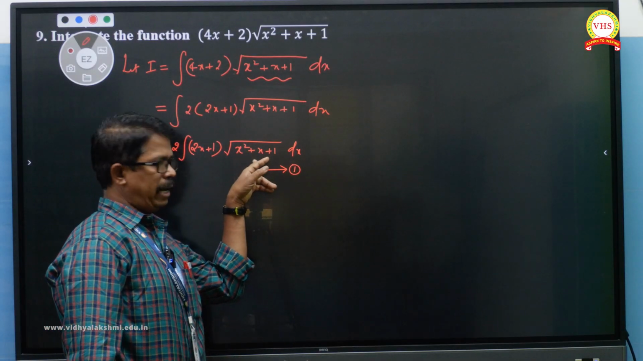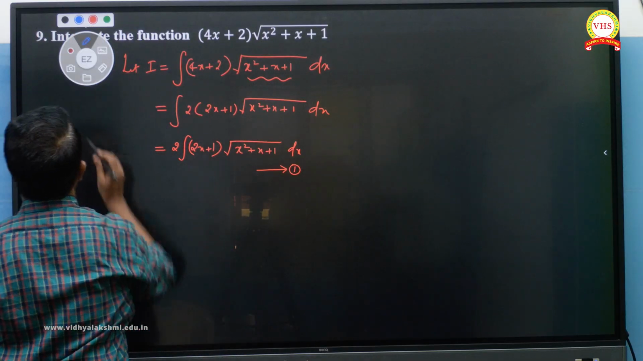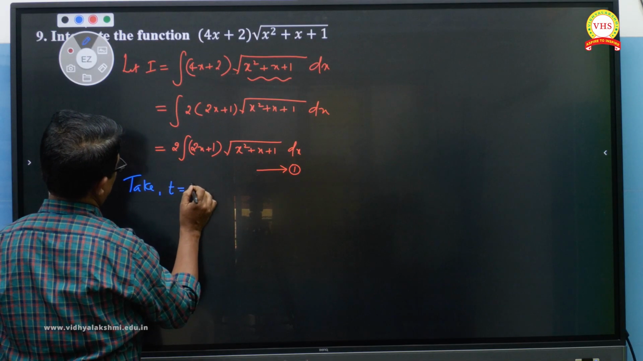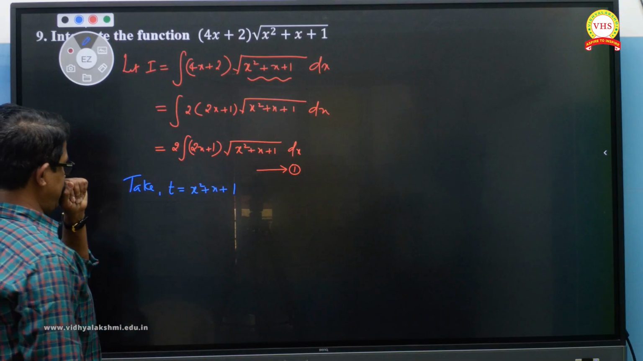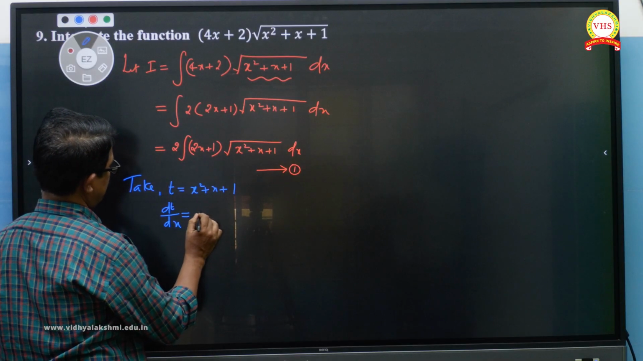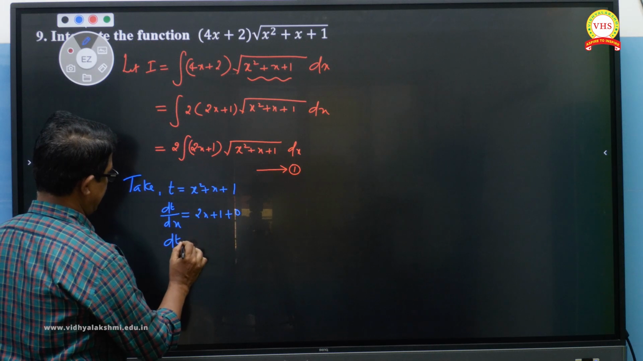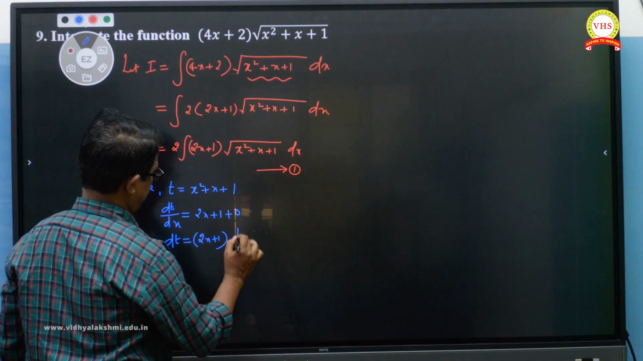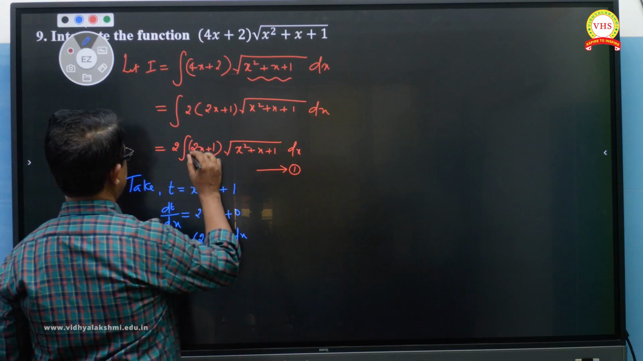What I told you: when you get any function in the square root, you have to take a third variable. Take t equal to x square plus x plus 1. Now differentiate with respect to x, that is 2x plus 1 plus 0. I need only dt. In terms of dt, 2x plus 1, by cross multiplication, the dx denominator becomes the numerator. Now look at this. This is what?